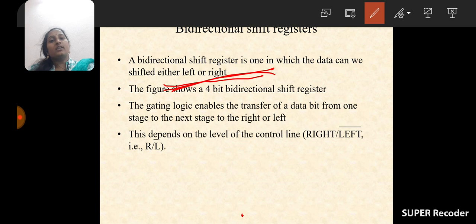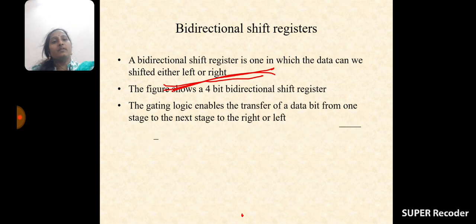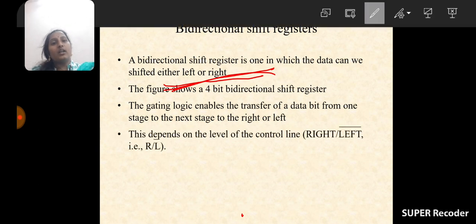Means inside it consists of only 4 flip flops. And see here, the main feature of it is that the data must be shifted either to the left side or to the right side at the same time. And it depends on the levels of the control input, that means right, left.